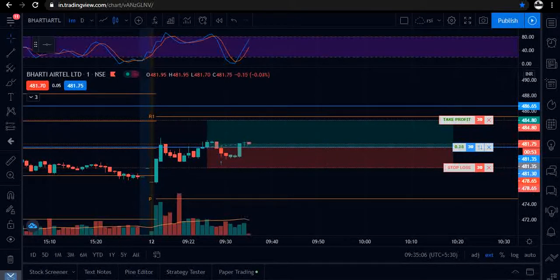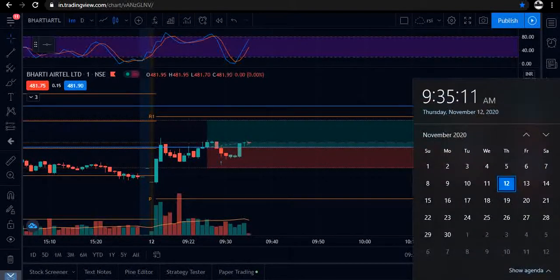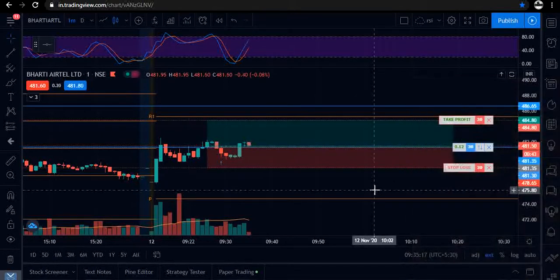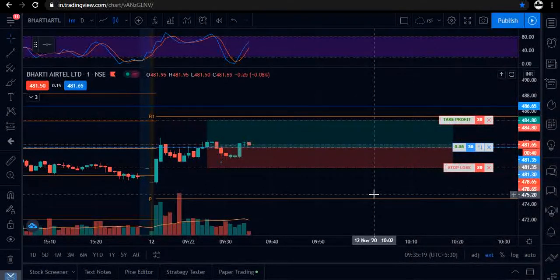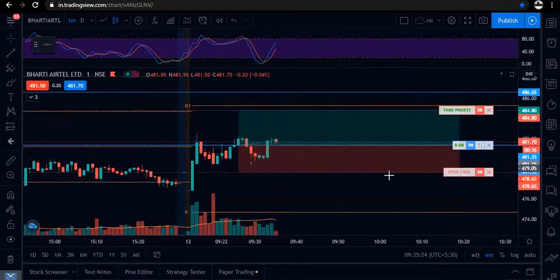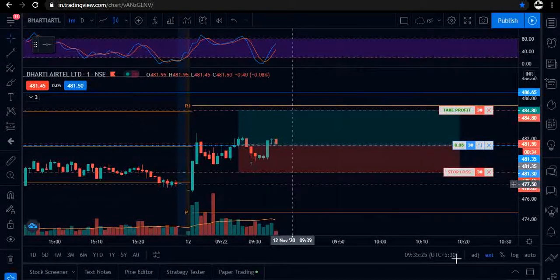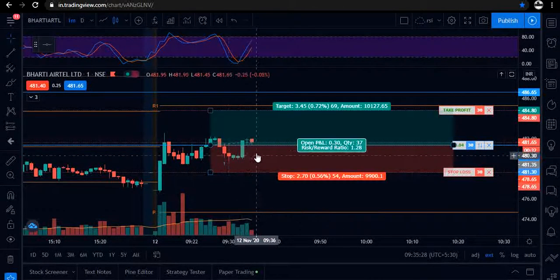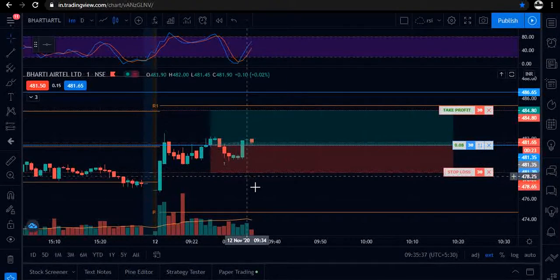So first let me show you today's date and time. Today is 12th of November 2020 and currently the time is 9:35 am. Coming on to today's trade, we have taken entry in Bharti Airtel. You can see the price is currently spending time near our cost price, and this is our target, traders, and here is our stop loss.